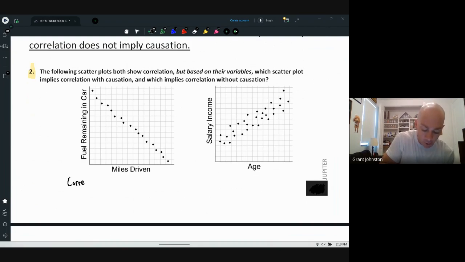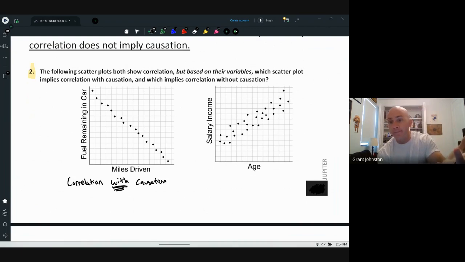This is correlation with causation. Because the more you drive, the less fuel you'll have in your car. That's just a straight up fact, right? Like, there's no ifs, ands, and buts about it. It's just the more you drive, the less fuel you're going to have in the car. Driving causes your gas to run out. There's no other variable that has any impact on this. Driving causes your fuel to run out.